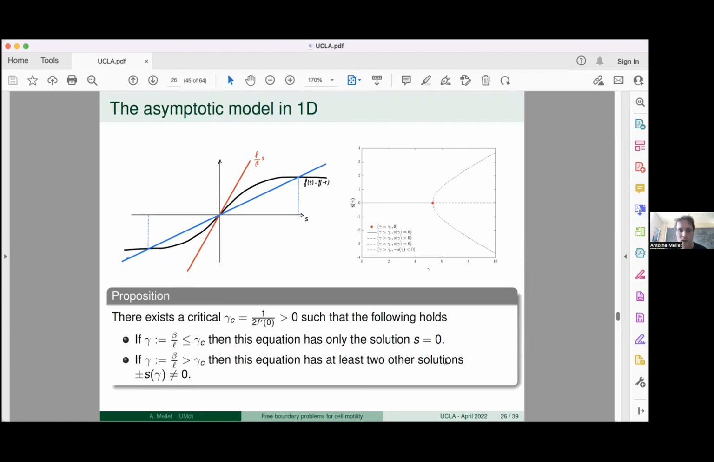That's easy to prove. You can actually prove there are only 2 solutions if you take some specific form for the double well potential W. This picture here is actually obtained numerically, for the simple potential rho square times 1 minus rho square. So you see this bifurcation here, this critical value where you have this pitchfork type bifurcation.